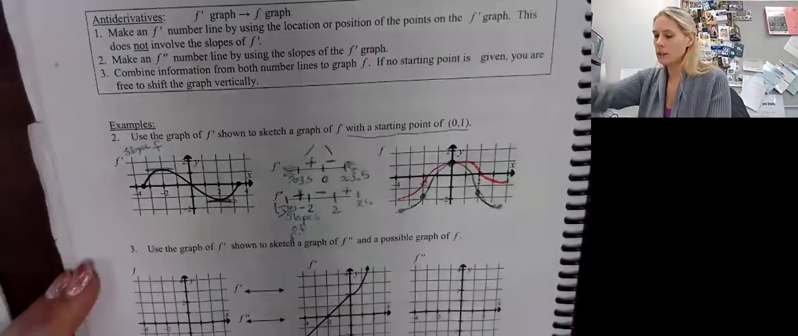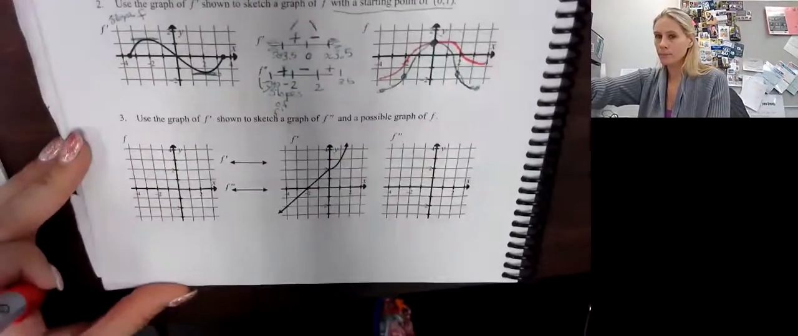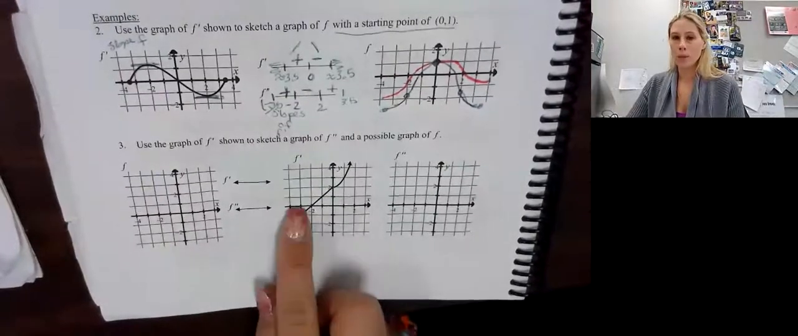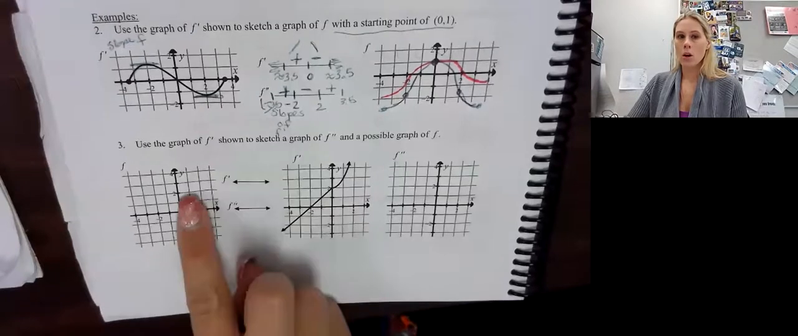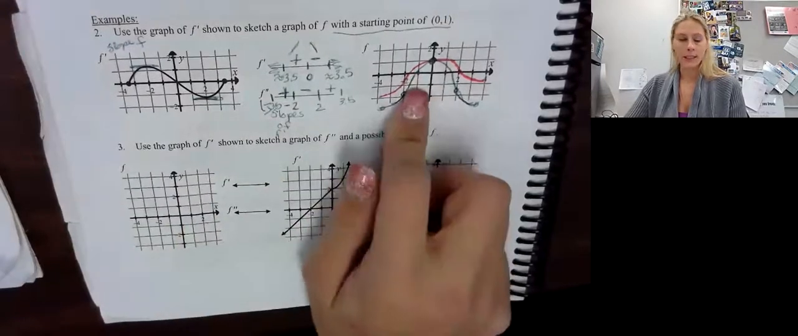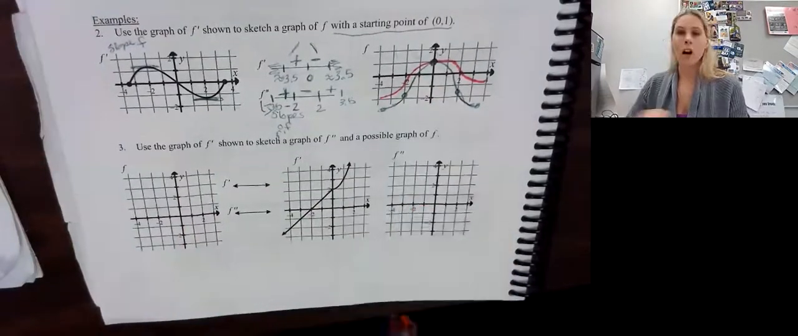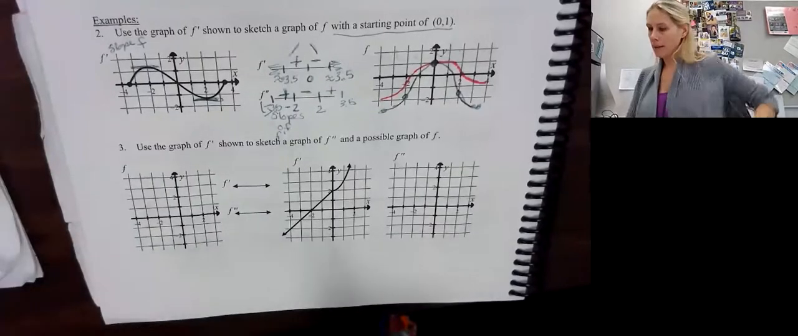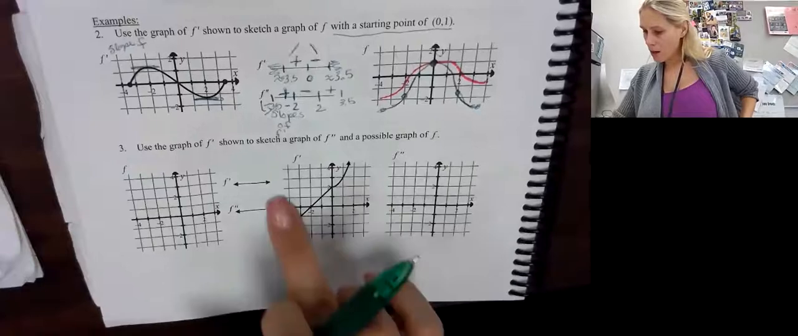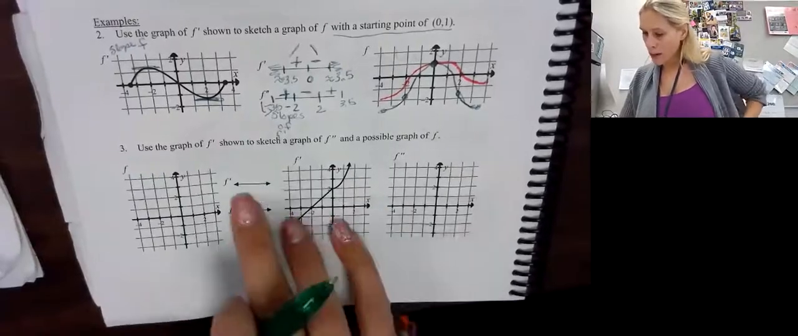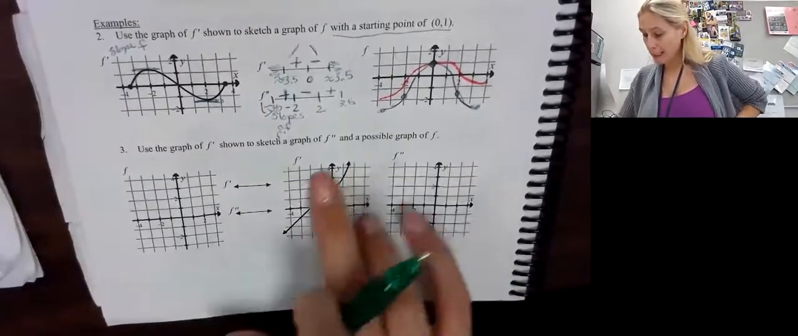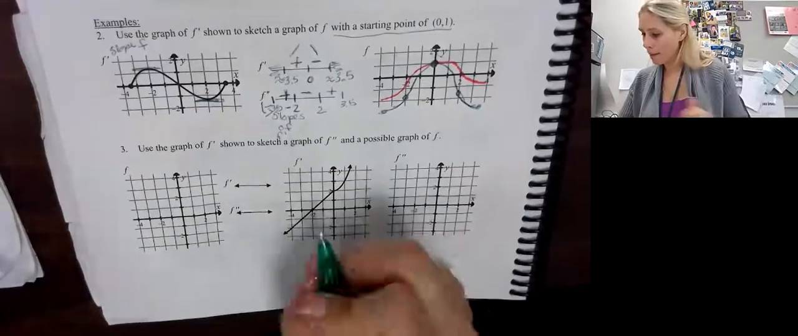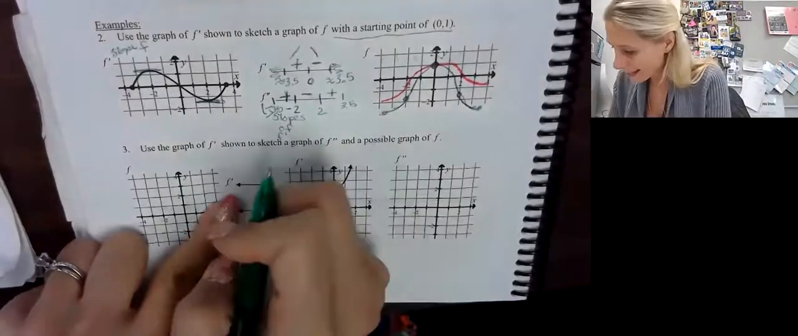All right, let's try another one. Right here, we have f prime. And we're going to go backwards to f, just like we did here. But then we're also going to graph f double prime. Okay, so remember right here, we're going to find where this equals 0. That gives us our number line, our sign ray for f prime. It equals 0 at -2.